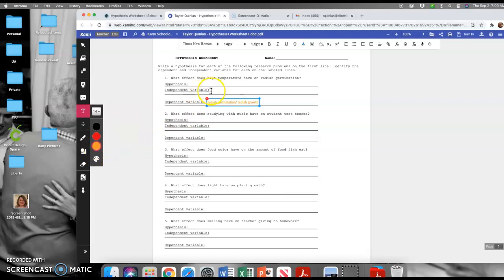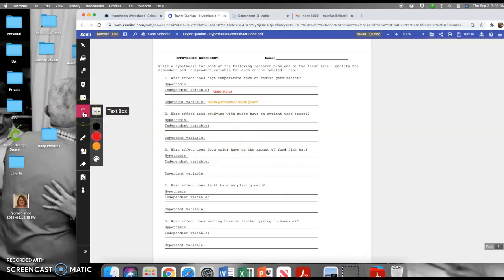Then remember the independent variable is going to be something that is changing, something that's occurring. So when we are measuring the radish germination, well, what's affecting that? Well, that is the temperature. So temperature is the independent variable. Okay, let's go and look at number 2. So remember, we're going to come back and create our hypothesis later.